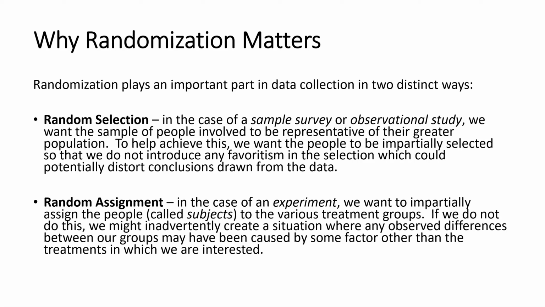Random assignment. In the case of an experiment, we want to impartially assign the people, called subjects, to the various treatment groups. If we do not do this, we might inadvertently create a situation where any observed differences between our groups may have been caused by some factor other than the treatment in which we are interested.